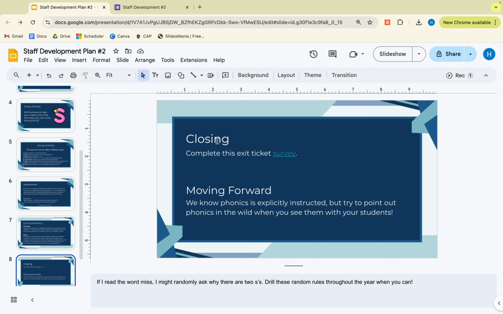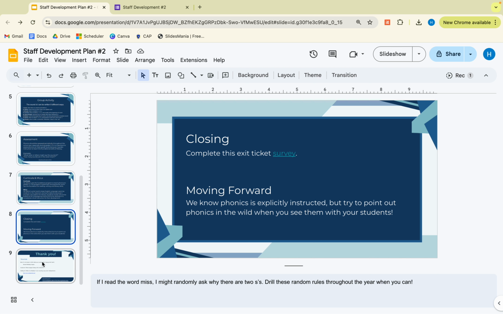And moving forward, we know phonics is explicitly instructed, but try to point out phonics in the wild when you see them with your students. For example, if I read the word miss, I might ask why there are 2 S's. So using these rules in phonics whenever we can will really drill in the importance for them.